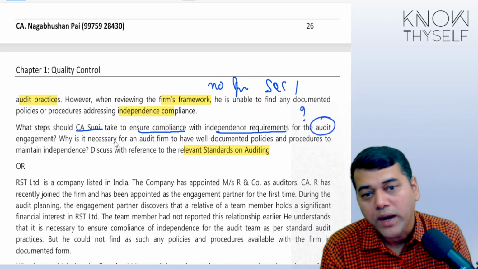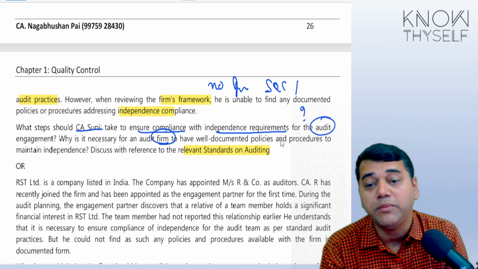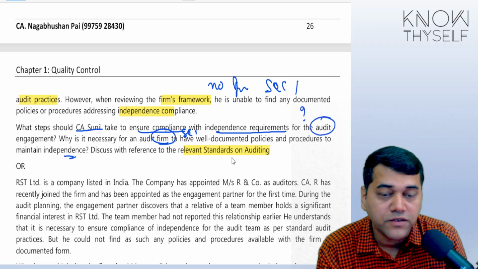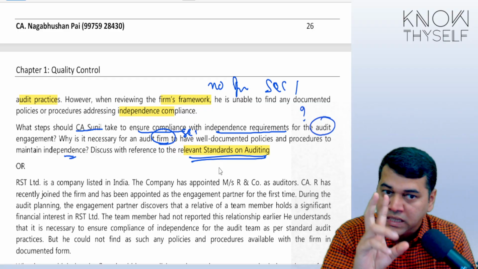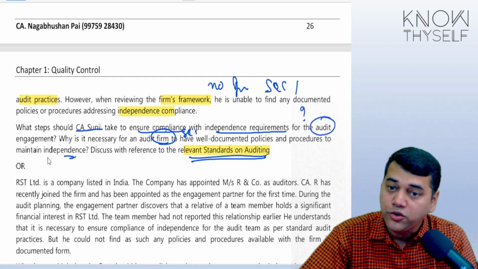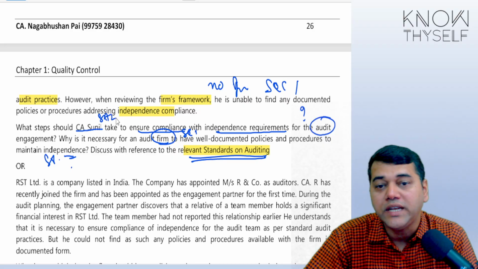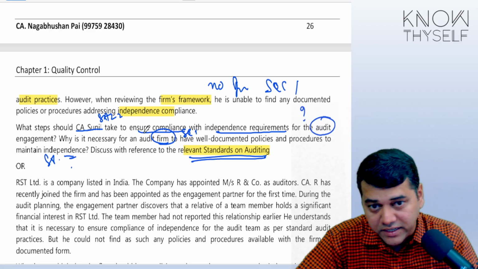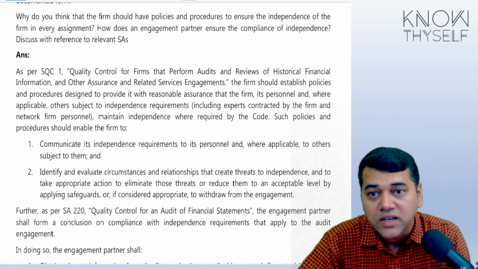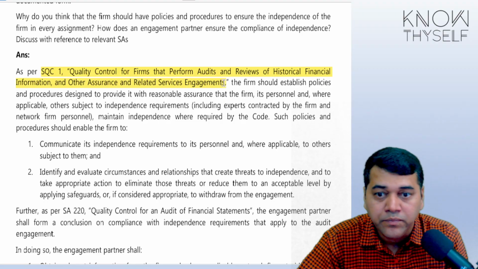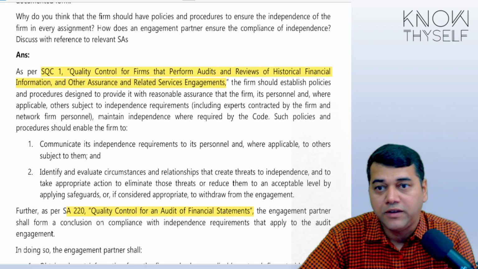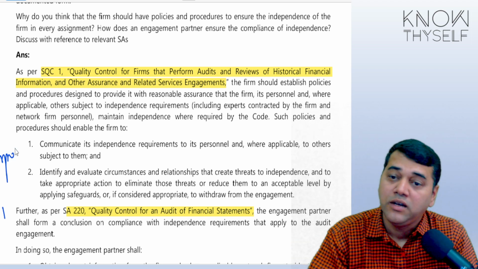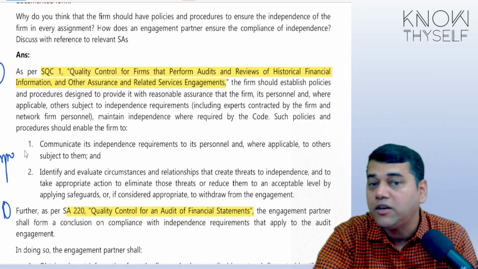Now, second question. Why is it necessary for a firm to have well documented procedures of independence? Now we have to talk about SQC1. Discuss with reference to the relevant standards on auditing. See, now there are two issues, students. One, SQC1 level they are talking, and SA 220 level responsibility they are talking. And they said give relevant standards on auditing. So you are expected here to quote both SQC1 with its name and SA 220 with its name. Whether 1 mark will be given for this or this is the suspense, or none here but in another question they will give, that is also a suspense.